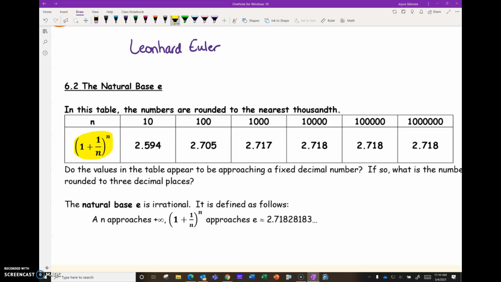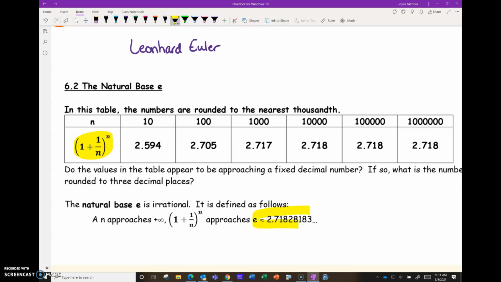So he looked at, what if we make that n number really, really big? So instead of compounding monthly, weekly, daily, what if we could compound the interest 50 million times per day? So he started plugging in numbers for n that were huge, and he found that it approached the number 2.718. In fact, it approached the number 2.718288183, and it keeps on going and going.